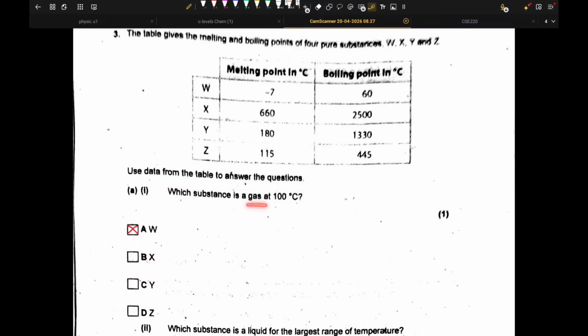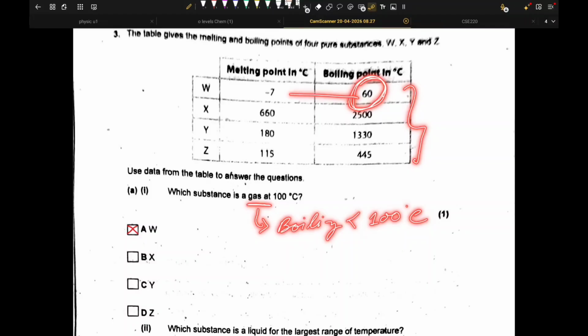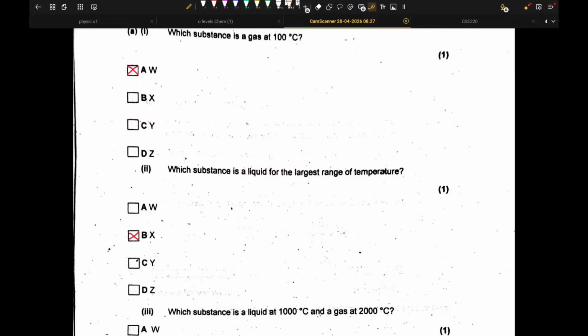So for it to be gas at 100 degrees Celsius, it should have a boiling point which is lower than 100 degrees Celsius. Now in this part, which one has a boiling point lower than 100 degrees Celsius? That is 60, which points to W. That means my answer should be A, which is W. Now let's go to the next one.